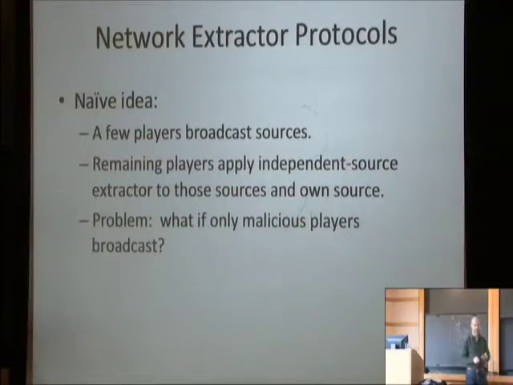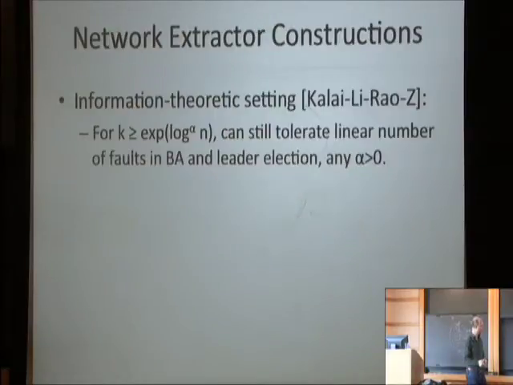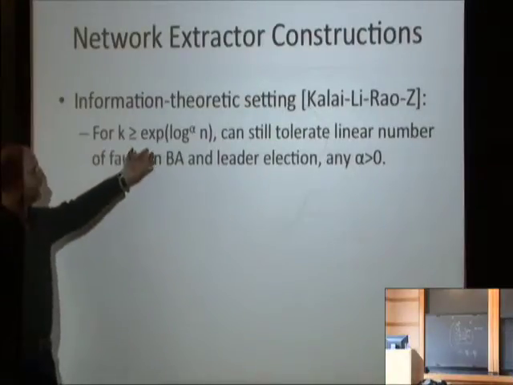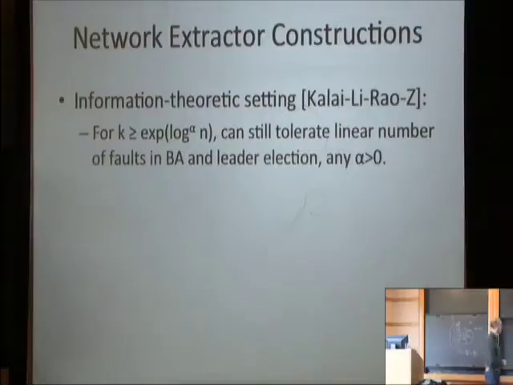Well, I wasn't planning to really go into these constructions, but I was just trying to show that they're relevant. It turns out that in the information theoretic setting, you only need some relatively weak lower bound on the min entropy, and you can still tolerate a linear number of faults in Byzantine agreement and leader election.